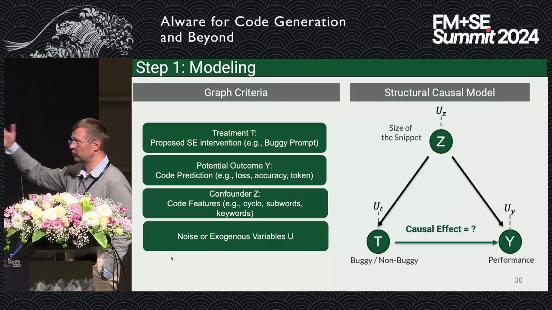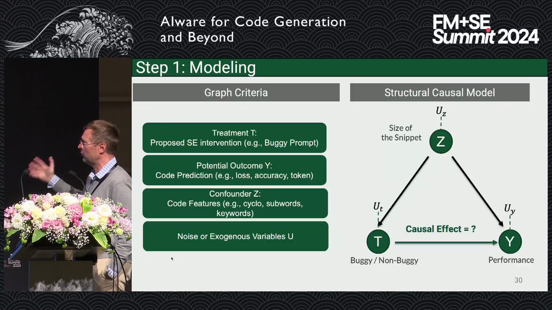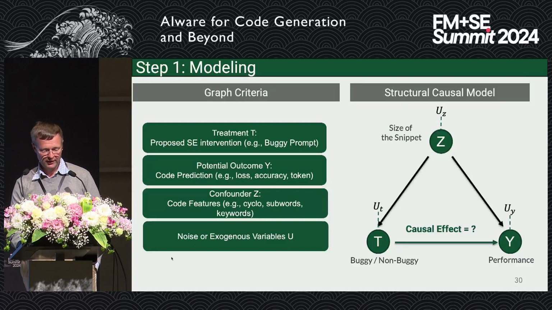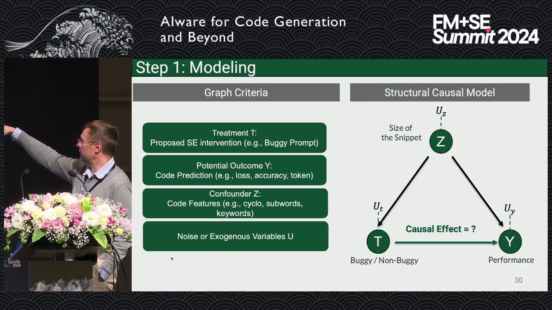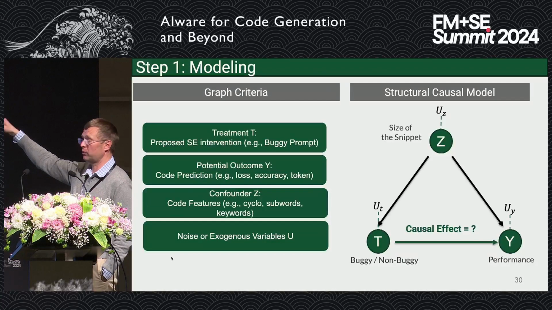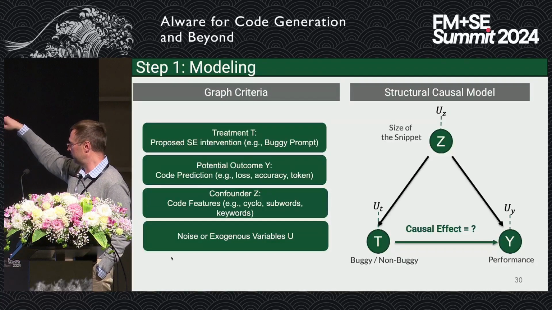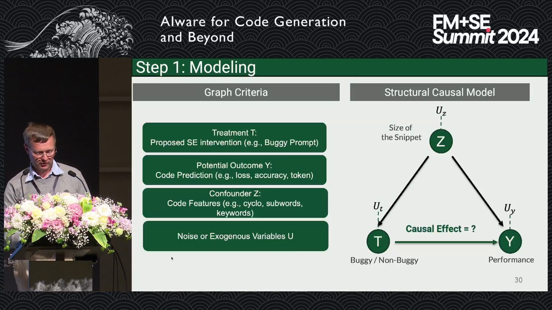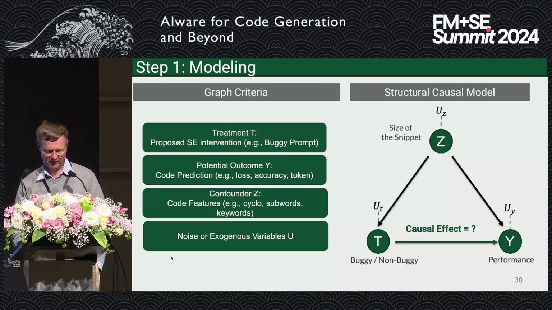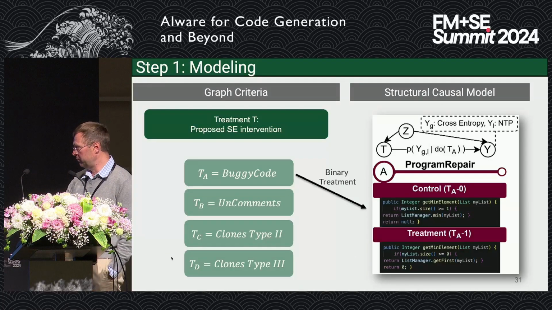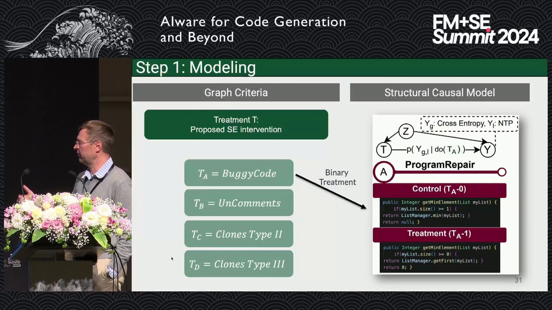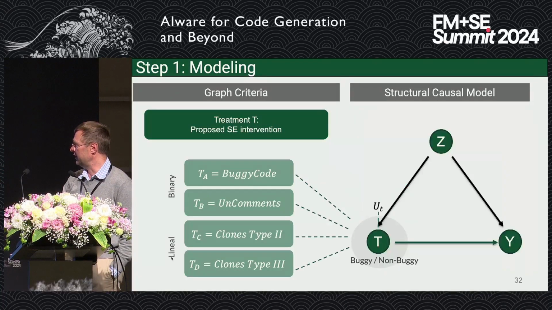So the potential outcome could be any metric that you pick. It could be loss, accuracy, tokens, or any other metric that you design. Also, we have confounders. These are all the code features that potentially may impact both the treatment and the outcome. And of course, we have some exogenous variables that could impact everything. Treatments here could be just binary, like in the context of program repair, for example, buggy code and fixed code. You could, for example, study the impact of commented code versus uncommented code, or the treatment could also be linear, like, for example, type of clones.